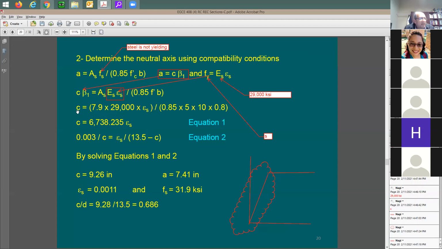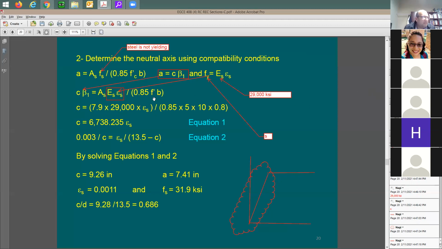So great. Now I have new equations. What are the unknowns in this equation? I'm going to say B is constant. It's not going to change. F prime C is the same. ES is the same. The strain in the steel is going to be one unknown. AS is given. Beta 1, I have it from the strength of the concrete, is going to be 0.8. So I'm going to have here two unknowns.